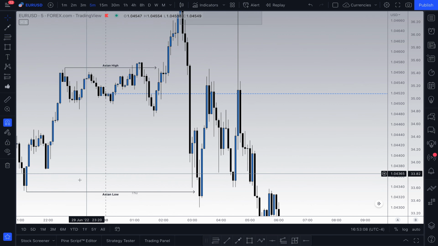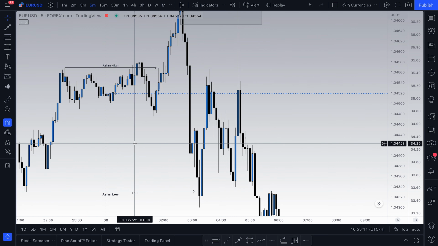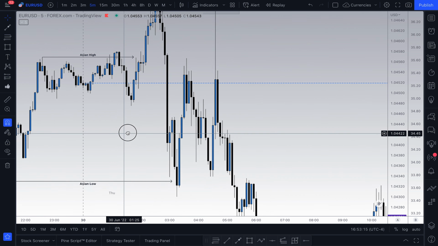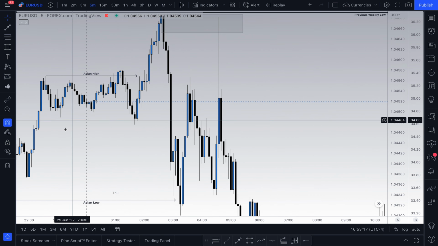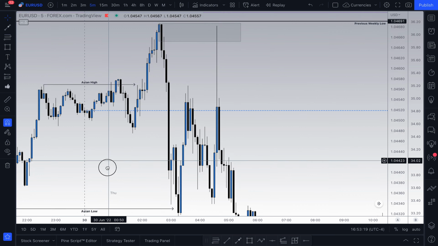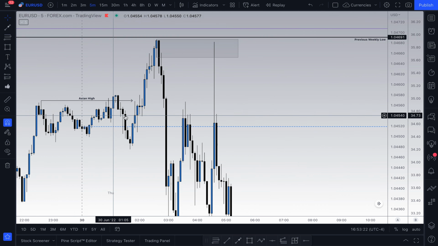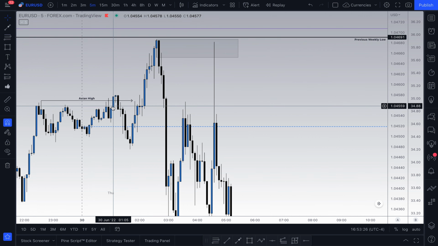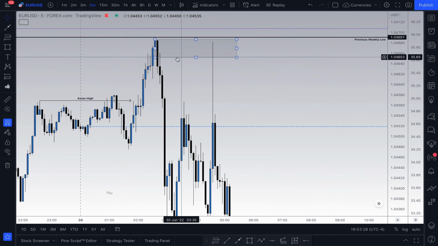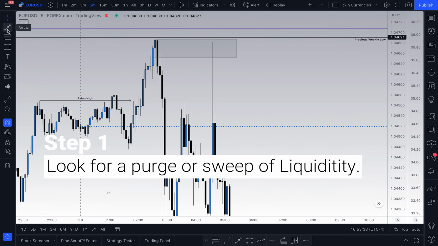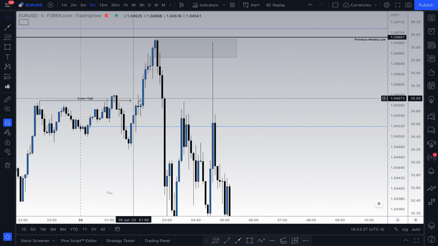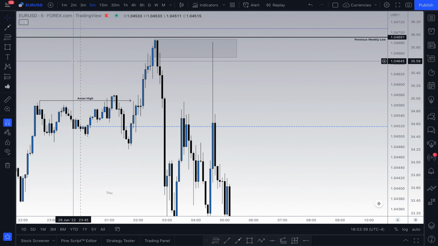First thing you want to look for is the Asian low and the Asian high and the true opening price, which is that midnight hour. So what you want to look for is either the Asian low or the Asian high to be taken out first. In this example, the Asian high was taken out first, which purges buy side liquidity here. That's the first thing we look for. We look for a purge of liquidity or a sweep of liquidity, whatever you want to call it. We got that purge or that sweep of the Asian high of liquidity.